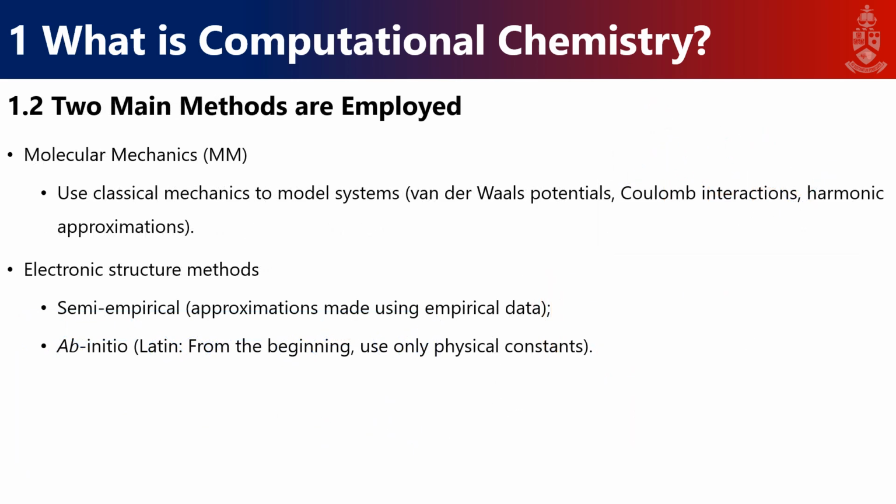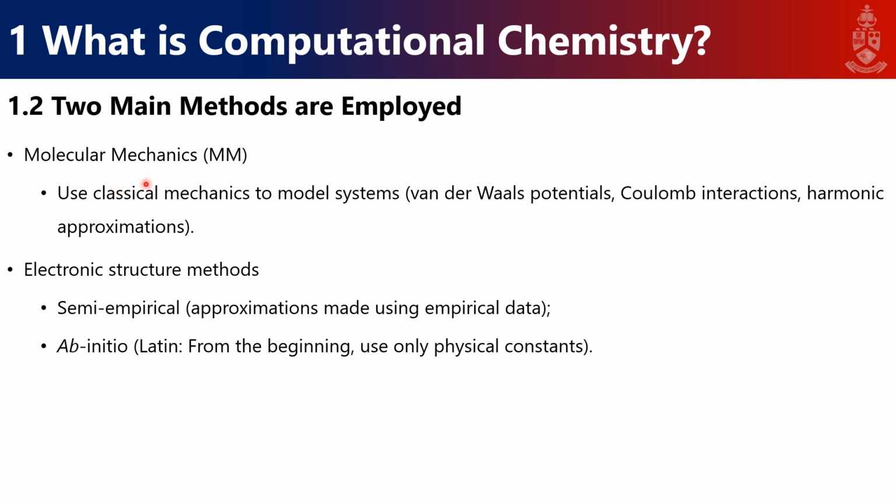In computational chemistry, we get two main types of methods. The first being molecular mechanics, which is what we'll be using in this practical. And the second type is electronic structure methods, which is the more rigorous computational method and involves a lot more theory to do. But let's first speak about molecular mechanics.